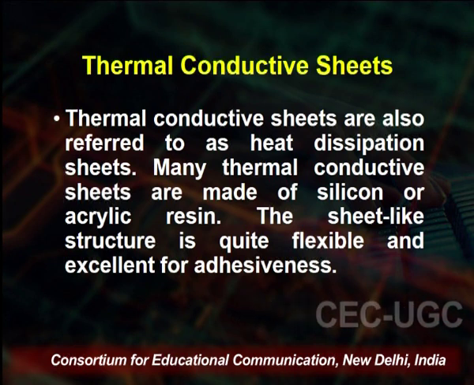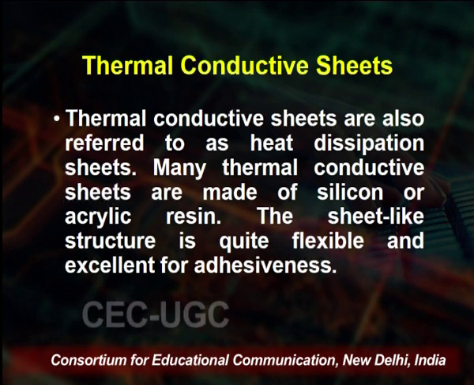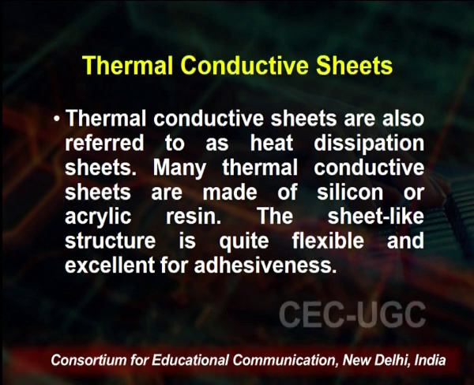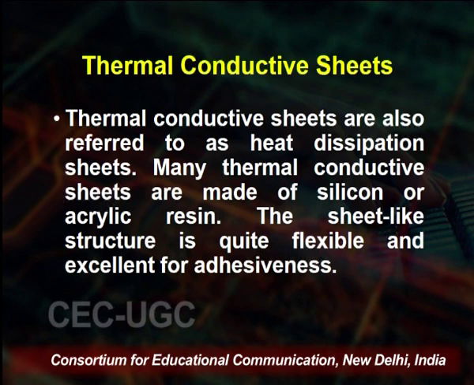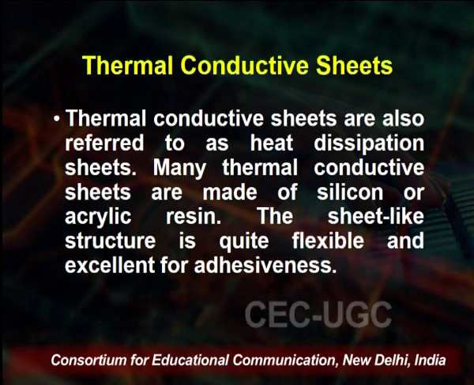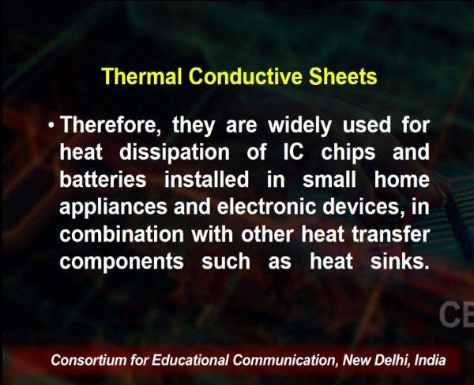Another type is the thermal conductive sheet. In this category, we have sheets which are also referred to as heat dissipation sheets. Many thermal conductive sheets are made of silicone and acrylic resins. These sheet-like structures are quite flexible and excellent for adhesiveness, so they are compatible with electronic gadgets. They are widely used for the heat dissipation of the IC chips and batteries installed in small home appliances and electronic devices, in combination with other heat transfer components such as heat sinks.